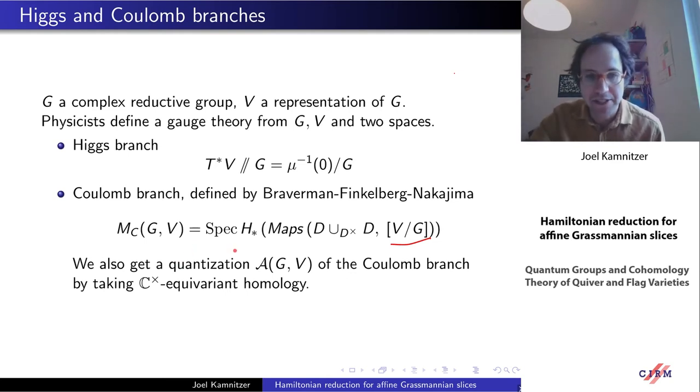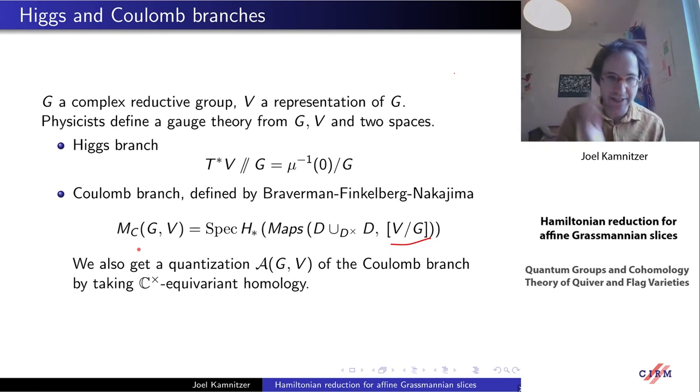Another good feature about it, which can be seen from this definition, is that there's a way to produce a quantization of the Coulomb branch. From this viewpoint, it's pretty straightforward. All we do is consider an action of C star on this space of maps, where C star acts on the disk in the obvious way. And then we take equivariant homology with respect to that C star action. That gives us a non-commutative algebra. So instead of taking Spec of it, we just take that non-commutative algebra, and it's the quantization. When you kill the C star equivariant parameter, it gives you back the original coordinate ring. So this is the definition of the Coulomb branch, defined for any group and any representation.